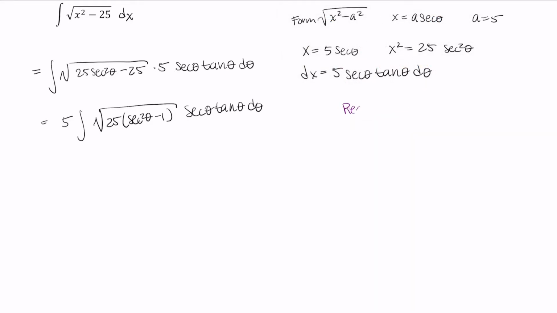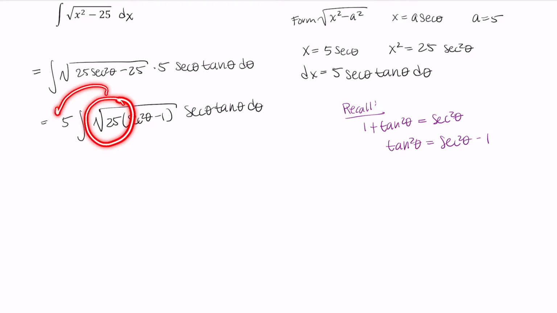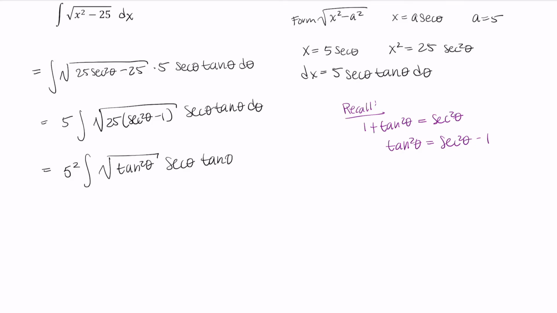Now recall that 1 plus tangent squared theta is equal to secant squared theta. So, subtracting 1 from both sides, I see that tangent squared theta is equal to secant squared theta minus 1, which is precisely what I have here. So I'm going to replace that with the tangent squared theta. I'm also going to evaluate the square root of 25 as 5 and move that out to the front to have 5 times 5 outside of the integral. So this is 5 squared times the integral of the square root of tangent squared theta times secant theta tangent theta d theta. So I have 25 times the integral of secant theta tangent squared theta d theta.